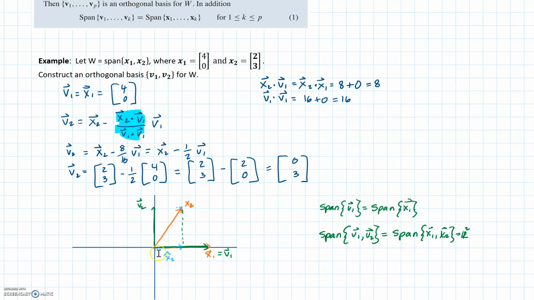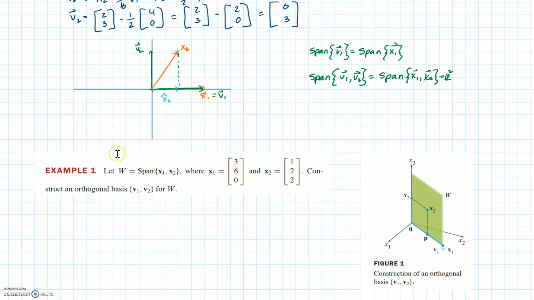And you can see that both of these are the span of R2, so they are the same. So let's look at an example in the book where x1 and x2 are in R3. Let W be the span of x1 and x2, where x1 is (3, 6, 0) and x2 is (1, 2, 2). You can see that they are not orthogonal to each other. The dot product is not 0.